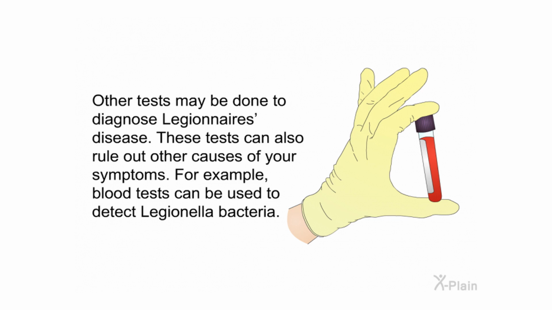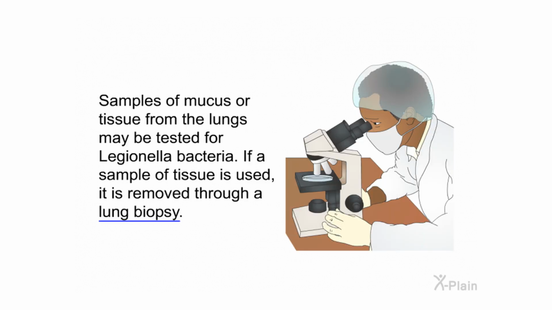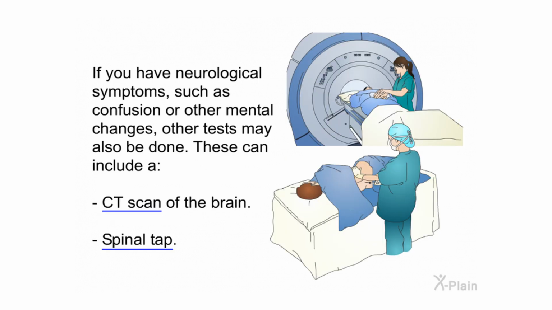Other tests may be done to diagnose Legionnaires' disease. These tests can also rule out other causes of your symptoms. For example, blood tests can be used to detect Legionella bacteria. Samples of mucus or tissue from the lungs may be tested for Legionella bacteria. If a sample of tissue is used, it is removed through a lung biopsy. If you have neurological symptoms such as confusion or other mental changes, other tests may also be done. These can include a CT scan of the brain and a spinal tap.